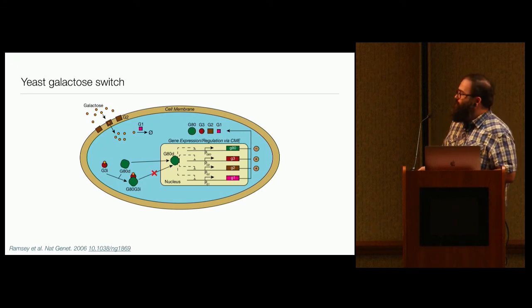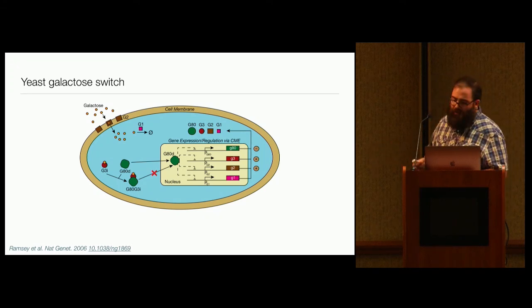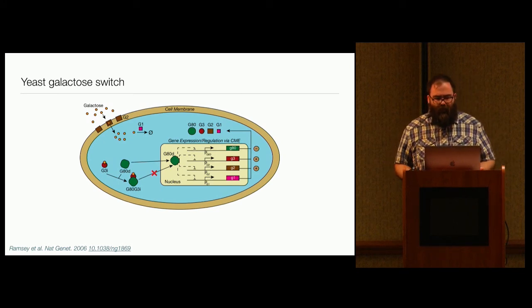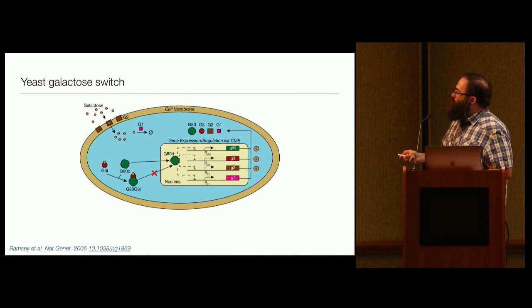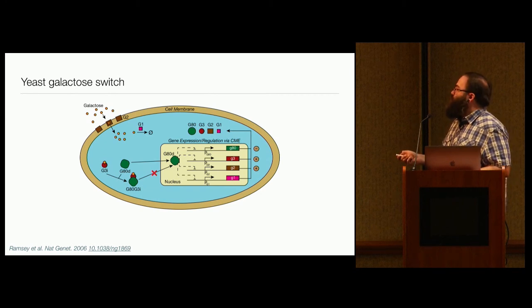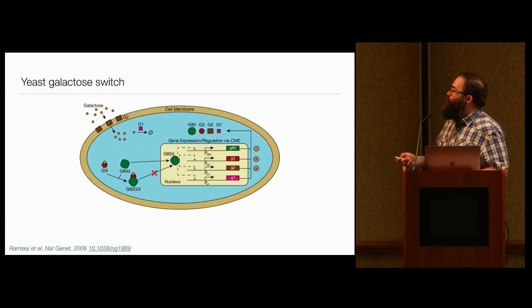So a quick little description of how the galactose switch works. I don't really want to get into the really nitty-gritty details, but the basic idea is there are genes which code for transcription factors, for other proteins which interact with those transcription factors, and transporters. So G2 is a transporter which is found in the membrane, and it transports galactose into the cell.